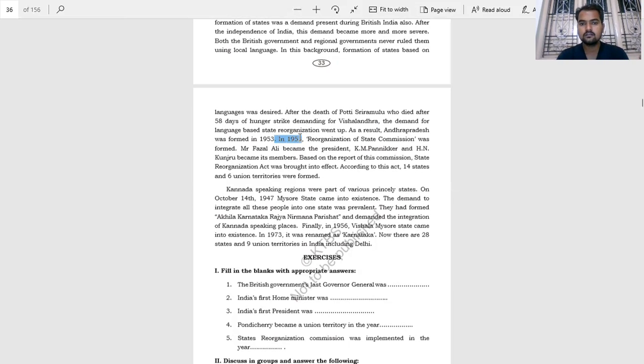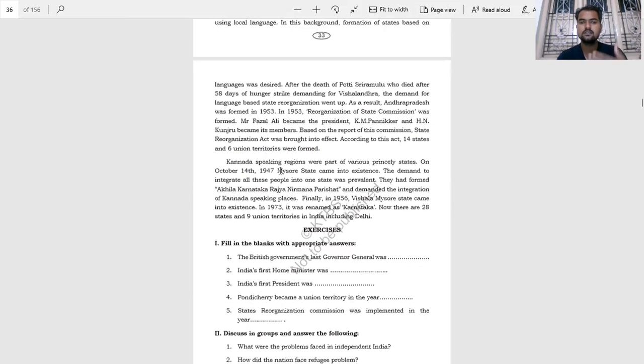To implement that, in 1953, the States Reorganization Commission was formed. The task given to the commission was making new states and UTs based on the language of the people. The president was Mr. Fazal Ali. Then K.M. Panikkar and H.N. Kunzru became the members of the commission. They submitted a report, and due to the report of the commission, 14 states and 6 union territories were formed in India.